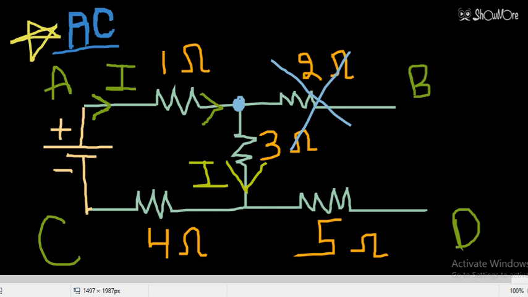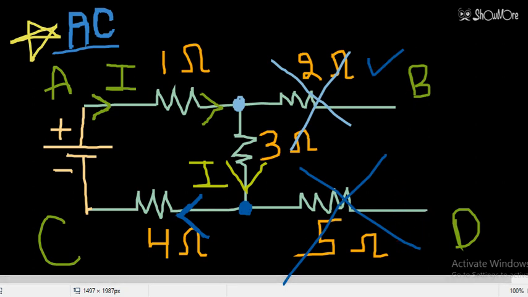Now it is reaching this point. After reaching this point, will it be divided into two parts? No, because this is again an open circuit, so current will not flow on this side, so it will go in this branch. The same current will go in this branch. So that means in the 2 ohm and 5 ohm resistances, no current will be flowing.